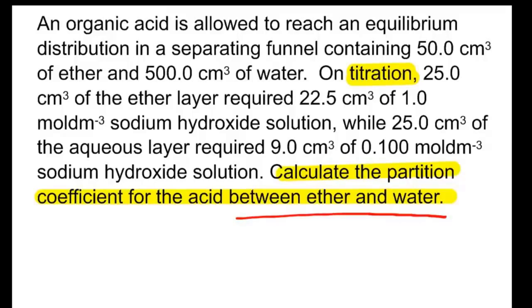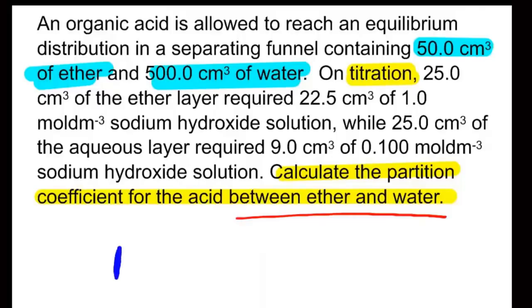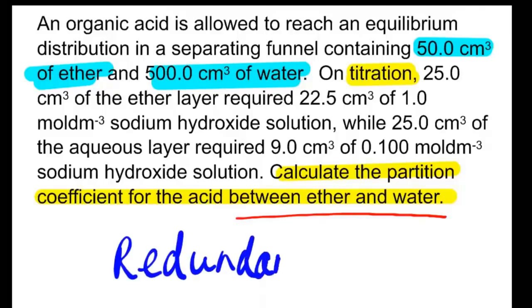Do note that you're working out the partition coefficient for the acid between specifically the ether and water. Ether appears first in the sentence, so it'll be on the top line. You've got the volumes of the two immiscible liquids, 50 cubic centimeters of ether, 500 cubic centimeters of water. Now those volumes in fact are redundant, and it's important we take a moment to underline why.